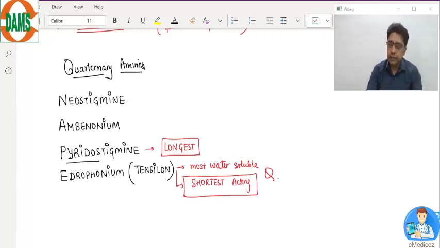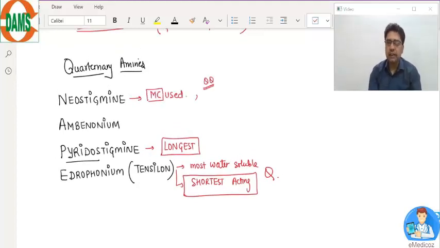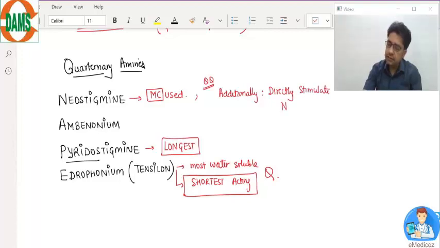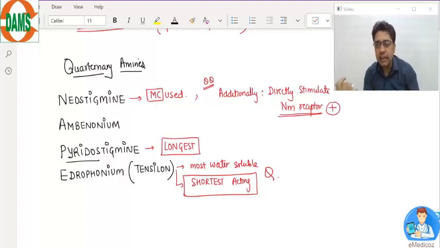Neostigmine is the most commonly used drug. And we will write that neostigmine additionally can directly stimulate the NM receptor. Neostigmine can, apart from increasing acetylcholine level, also directly stimulate the receptor. So neostigmine is both a directly acting as well as an indirectly acting drug.